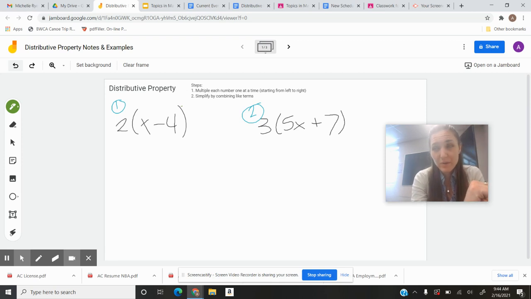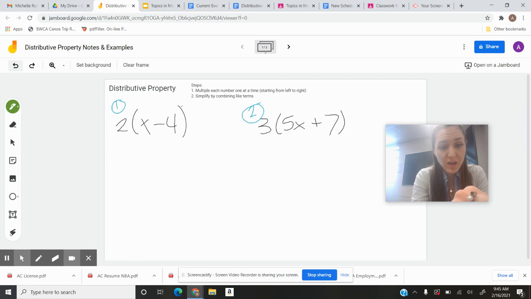I'm a super visual person, and to this day, I still use these little arcs when I am doing distributive property, just because it makes it easier for me to make sure I didn't miss anything in my equation. So feel free to write this down on a piece of scratch paper and use that as your way to make sure that you're doing all these steps.